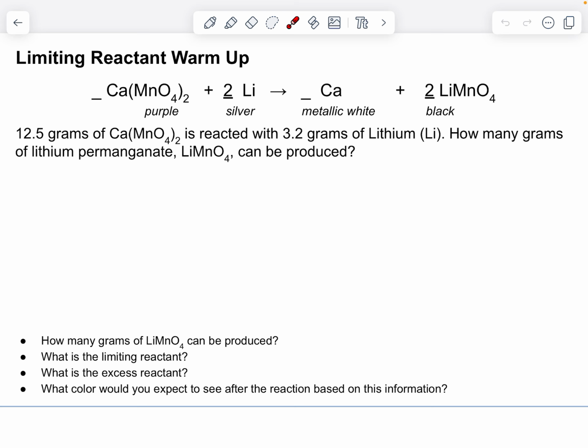So we can look at problems like this where we know how much calcium permanganate we have. And in this one, 12.5 grams of calcium permanganate is reacted with 3.2 grams of lithium. What we want to look at is how many grams of lithium permanganate can be produced. So we don't know, looking at this based on the numbers, which one's going to run out first. So we need to go ahead and do two stoichiometry calculations in order to determine that.